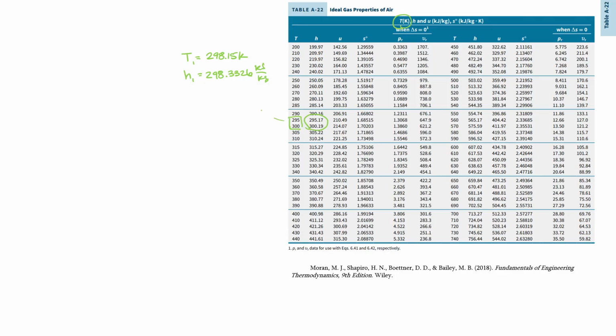in order to have a comparison for you guys, so that we can actually compare this to our other values and get an idea for it. Our second temperature is at 15 degrees Celsius, which is going to be 288.15 Kelvin. So H2 is going to be, we're going to take a value between 285 and 290. We're going to take these two values and interpolate them, and that gives me a value of 288.3428 kilojoules per kilogram air.